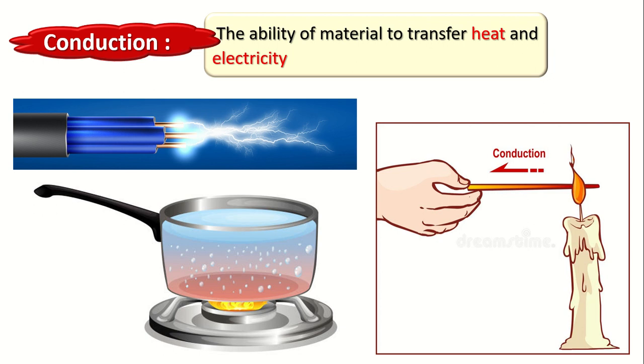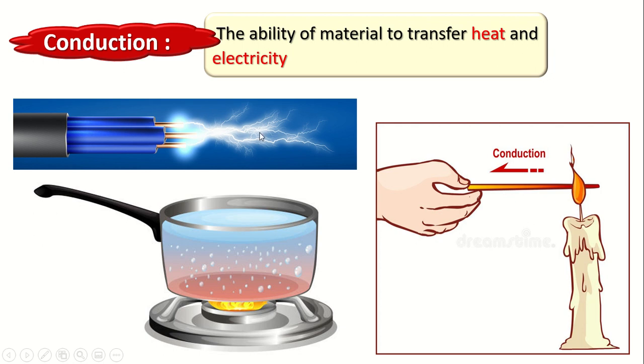What is the meaning of conduction? The ability of material to transfer heat or electricity. Here I have the copper. If I put it in the fire, it will transfer the heat. So it is a good conductor of heat. The copper also can transfer the electricity. So it is a good conductor of electricity.